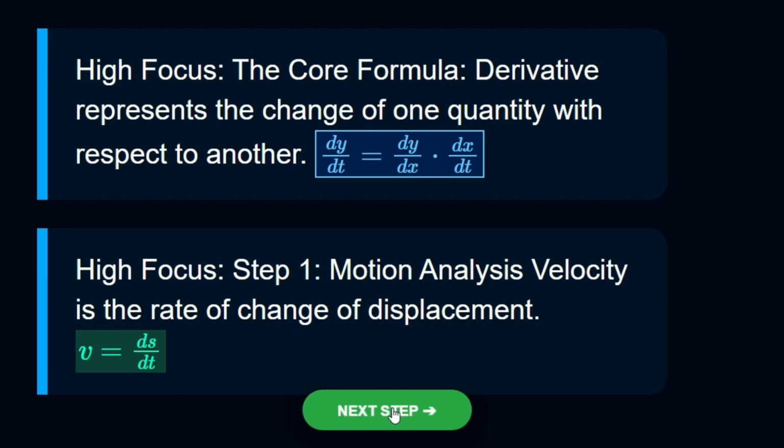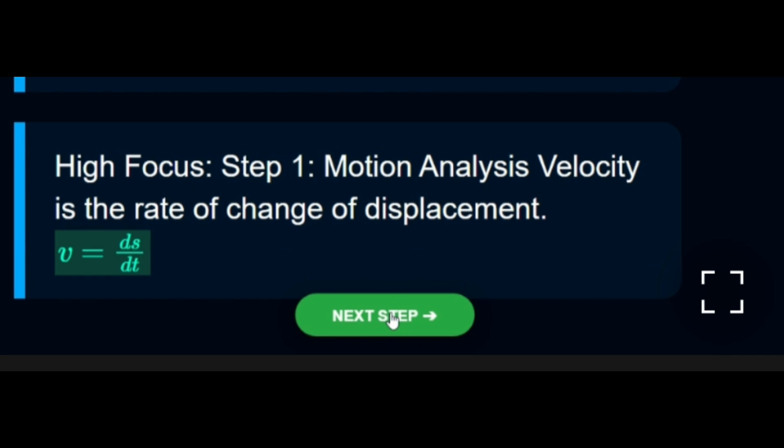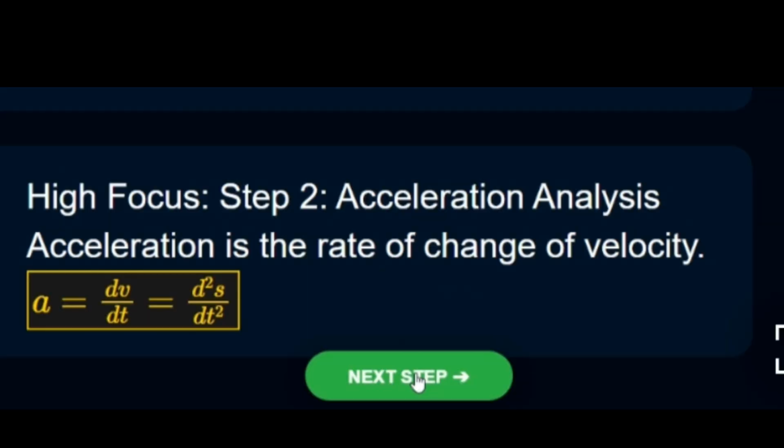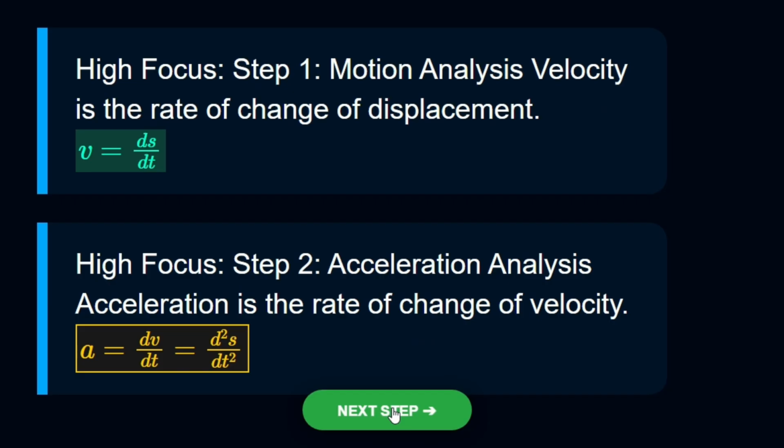Let's do motion analysis. Velocity is the rate of change of displacement. The formula is v is equal to ds by dt. Acceleration analysis: acceleration is the rate of change of velocity. So the formula is a is equal to dv by dt, which is equal to d square s by dt square. Because v is equal to ds by dt, applying the second derivative, we will get d square s by dt square.